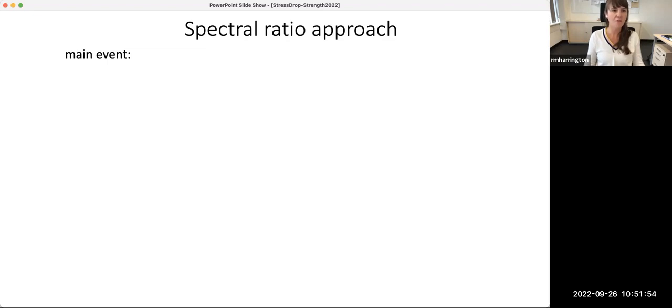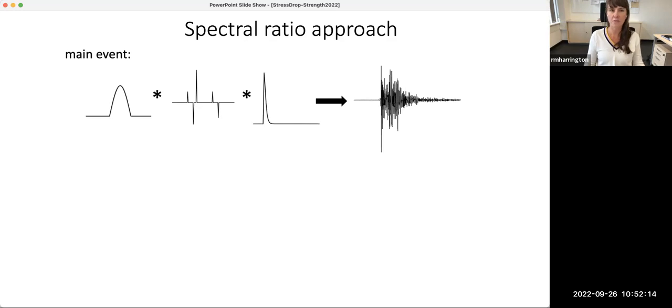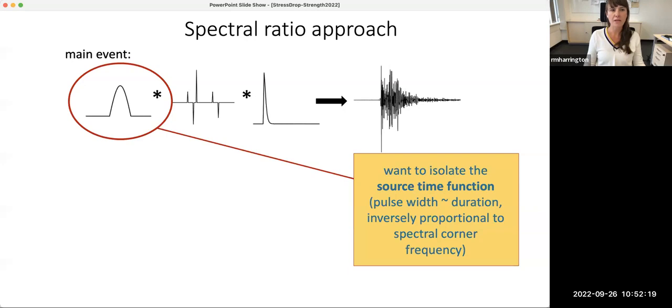I don't want to spend too much time here, but for those who are not familiar, if you have an event pair, you have a larger event which has some source time function. This is the signal coming from the slip on the fault surface itself. It's convolved with the travel path and the instrument response, and what you measure on an instrument is the seismogram. But ideally, when you're trying to estimate a stress drop, you want to get rid of that other information and isolate the information which has only to do with the source time function.